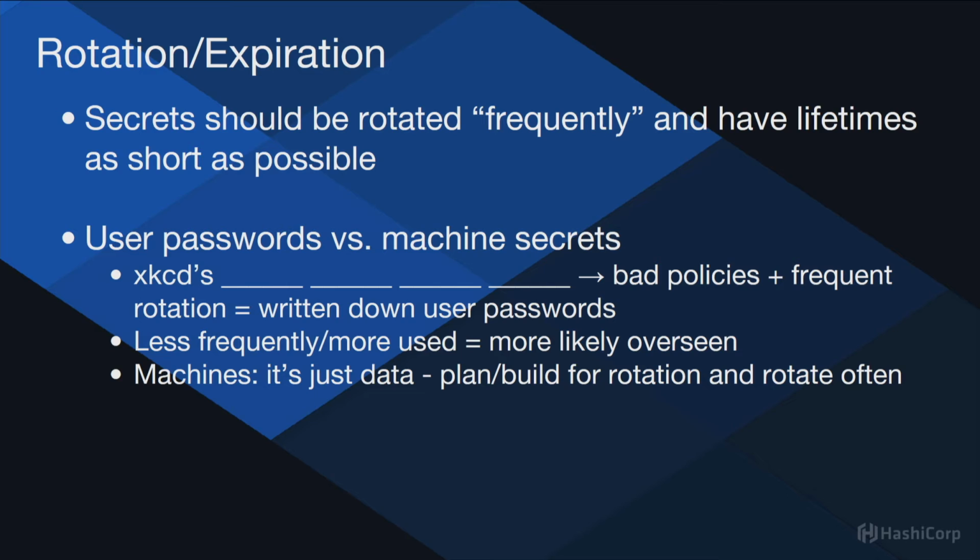So when you talk about user passwords, bad policies and requirements on frequent rotation mean you are much more likely to get it written down. Or you're much more likely to get a bad password where they tack a 1 on the end, and then they tack a 2 on the end, and then they tack a 3 on the end, and so on. But for machines, it's actually a very different story, right? Machines don't care what that password is. They don't really care how often you change it. It's just data. It's just a string. So for machines, you really should rotate very rapidly or very often.